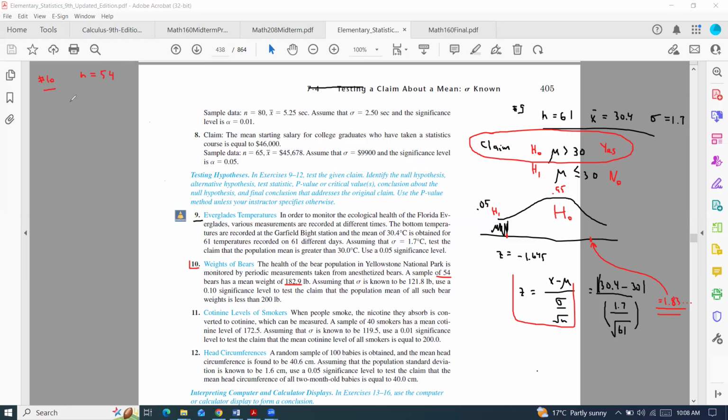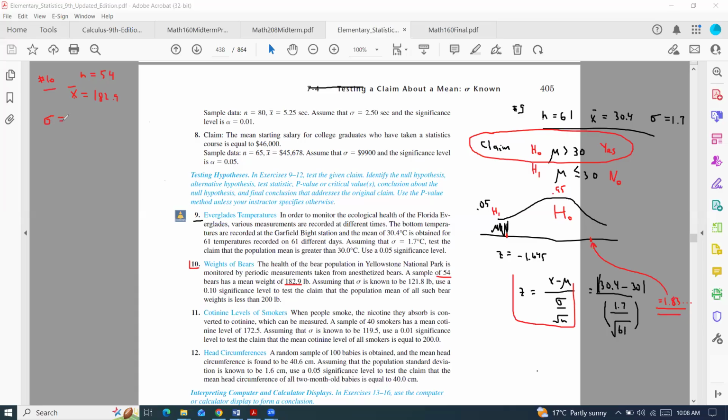The average for the sample mean, the value of x with a bar, not mu, is 182.9. Somehow they measured the weights of those bears and they want to know what happens with the entire population of bears. They were able to catch and weigh 54 of them, but there may be way more. So they want to know the average.